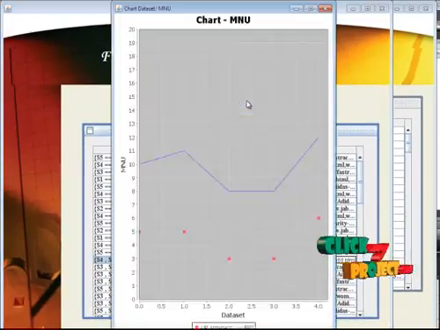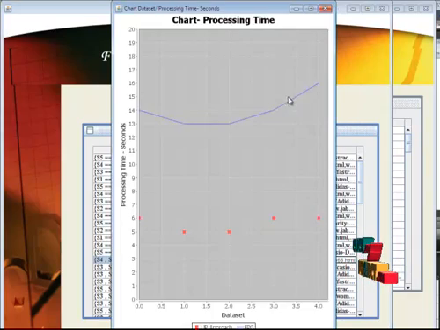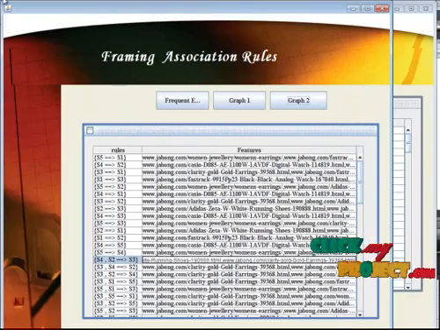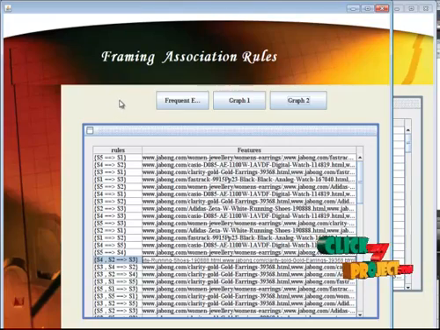Okay. And this is a graph, and this is the second graph. In this way, we are going to estimate the high utility item sets.